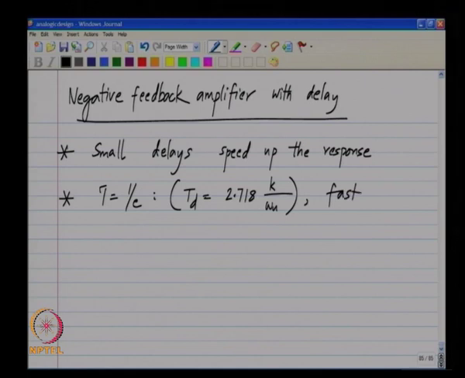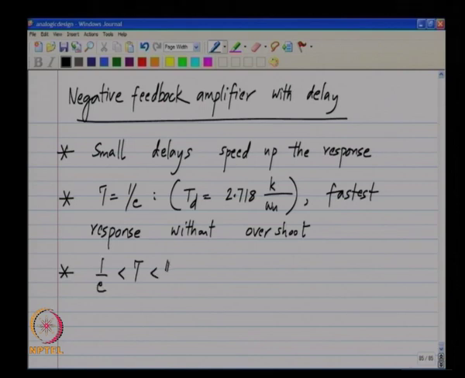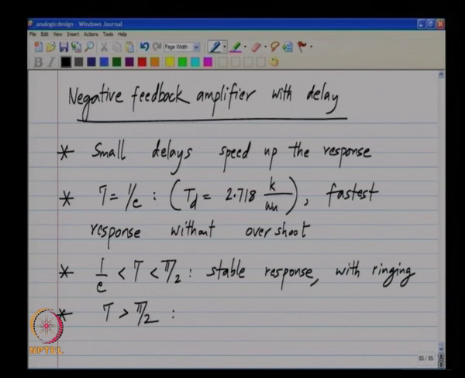you get the fastest response without overshoot, and for tau between 1 by E and pi by 2, you get a stable response, but with ringing, and for tau greater than pi by 2, the system is unstable.